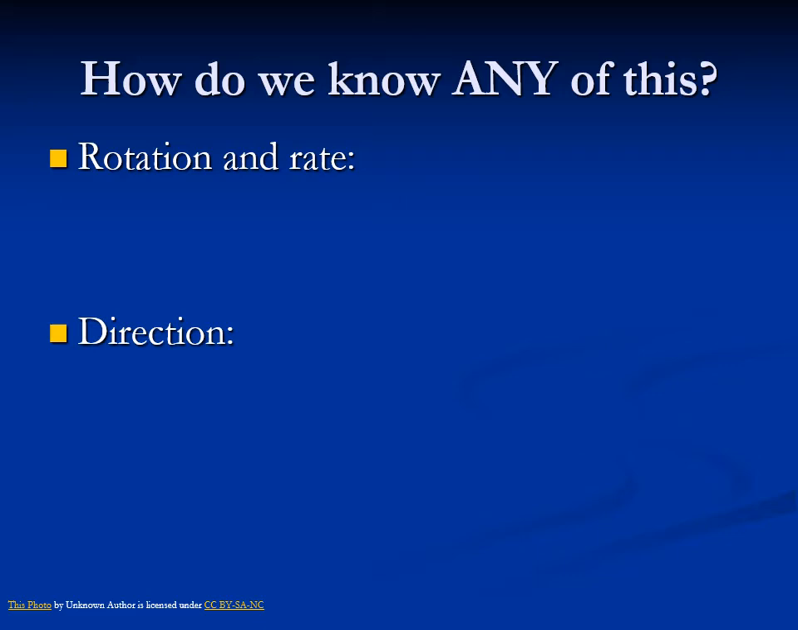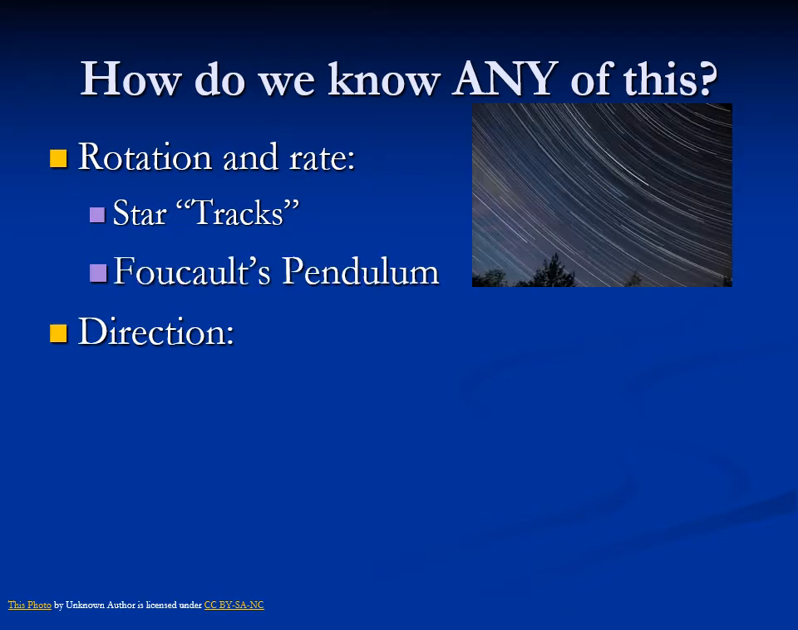So how exactly do we know any of this? Well, I want to talk to you about this. First of all, we have something called star tracks. And star tracks, if I can get that to come up, you can see those in the photo. And those are basically the nightly movement of stars in the sky. And star trails or star tracks reflect the Earth's rotation on its axis.